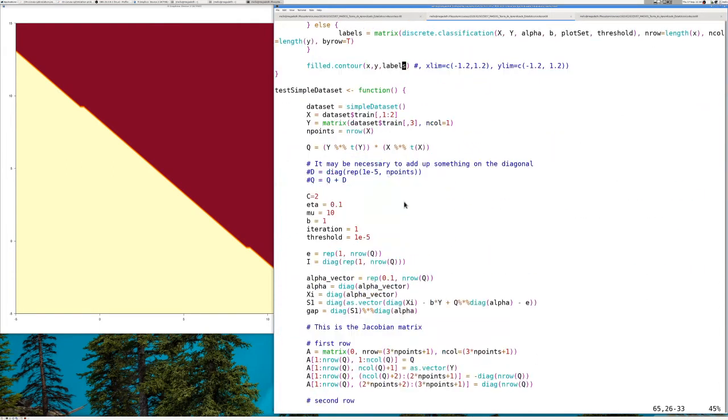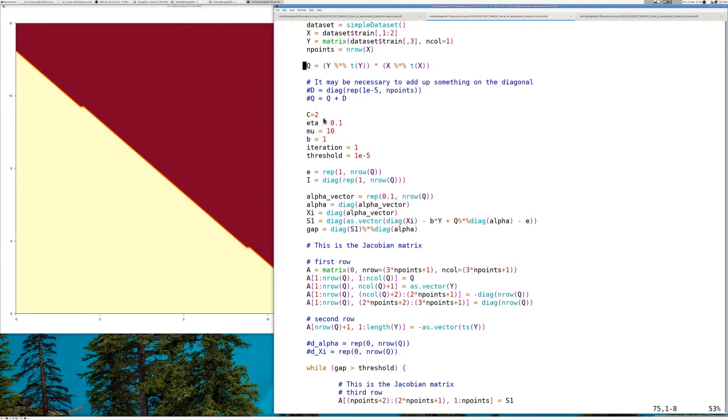The most important was actually this, test simple data set. Of course, I can change here. I can, for example, use a greater value for C. That's going to take more time. I can use eta like 0.5 instead of 0.1 just to make it faster. But this is going to make it slower. So let's see what happens.